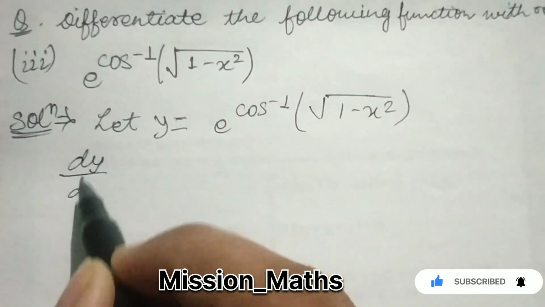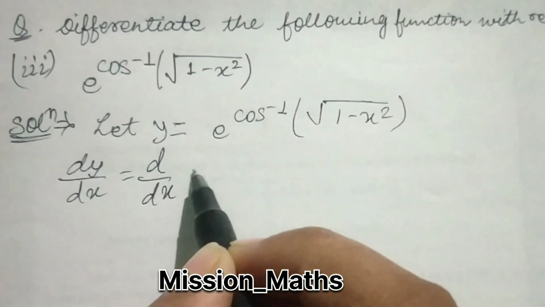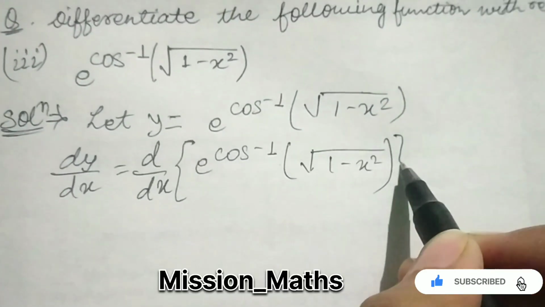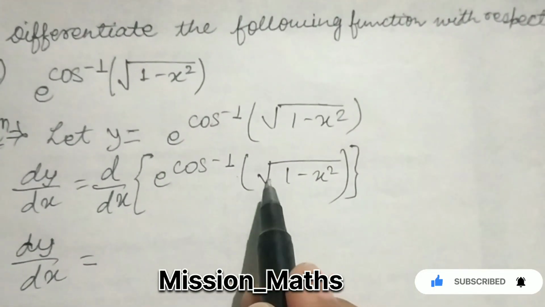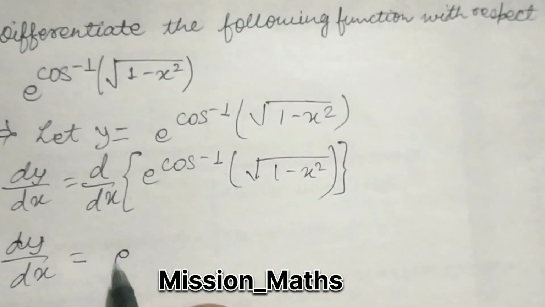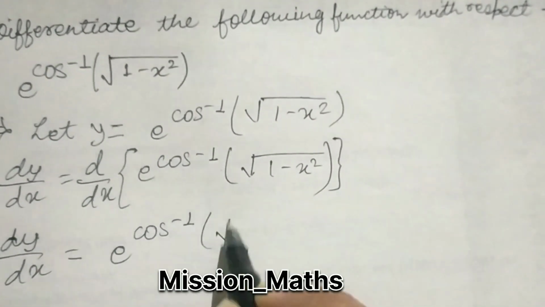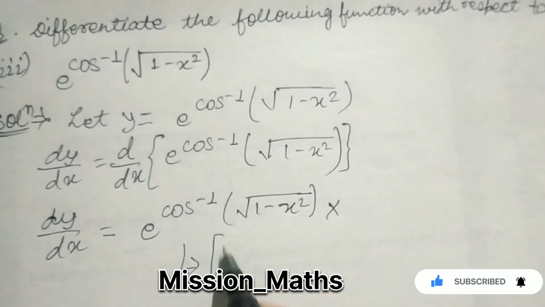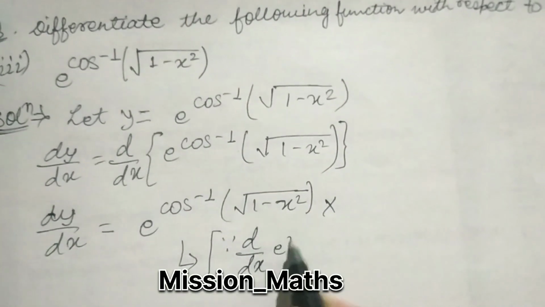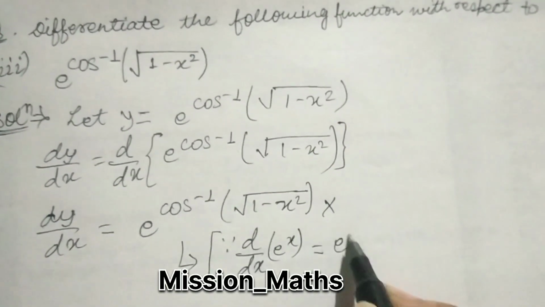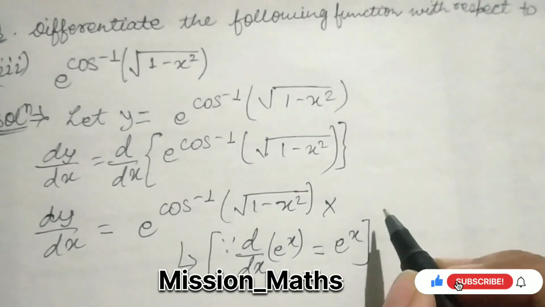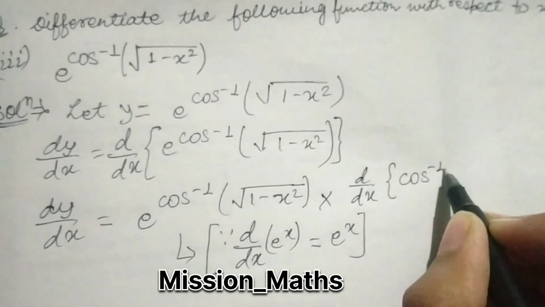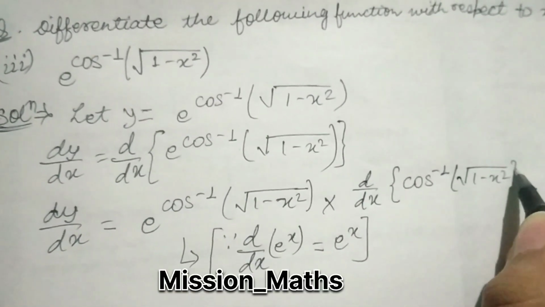Differentiating y with respect to x. So differentiation of e raised to cos inverse root under 1 minus x square with respect to x will be e raised to cos inverse root under 1 minus x square. This is because the formula for differentiation of e raised to x with respect to x is always e raised to x, into now the differentiation of cos inverse root under 1 minus x square with respect to x.